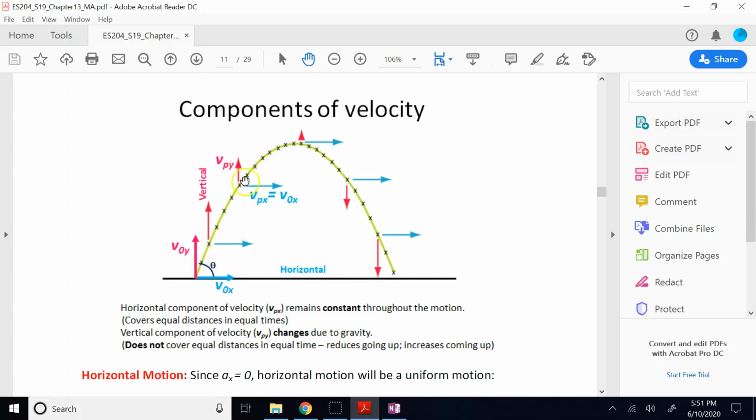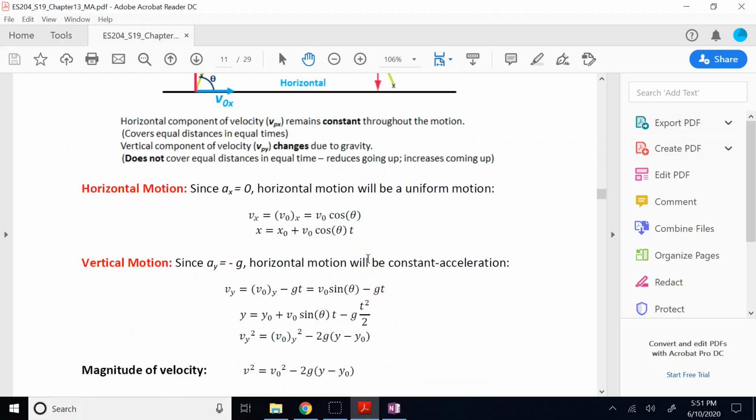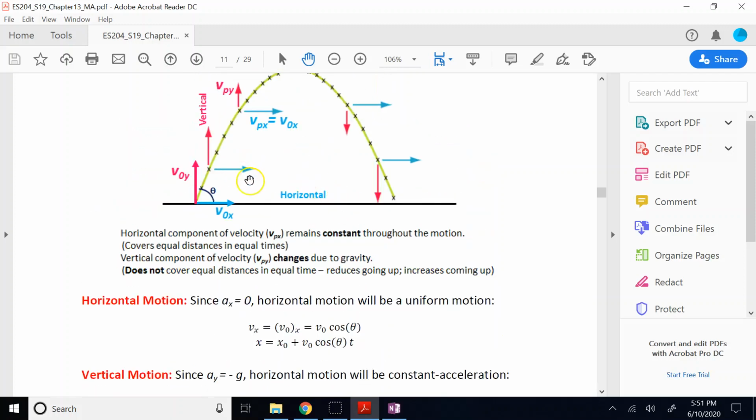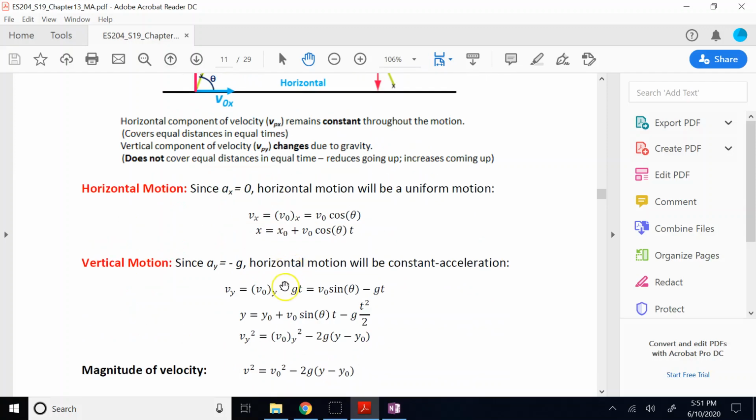As you move up further and further, what happens? Your x component never changes, right? Because we learned that my v of x is always equal to v naught cosine theta. It does not change with time. So the blue component, the horizontal component, never changes. But what happened to vy?